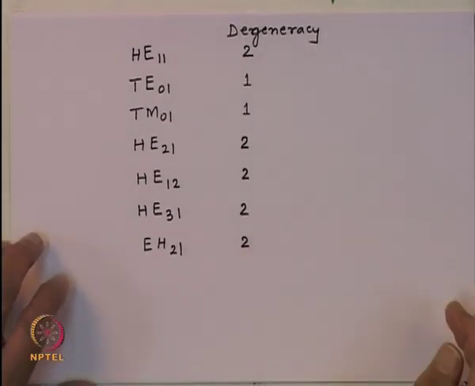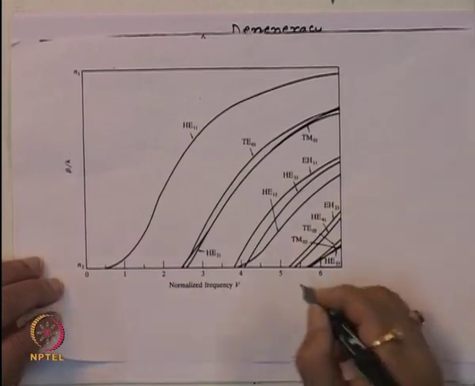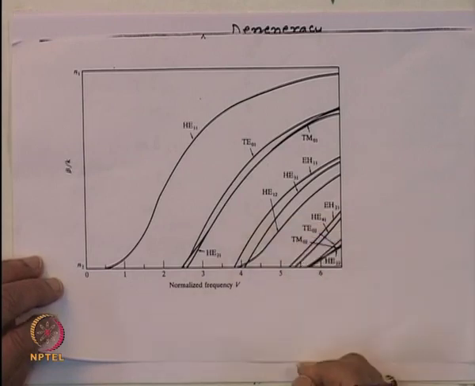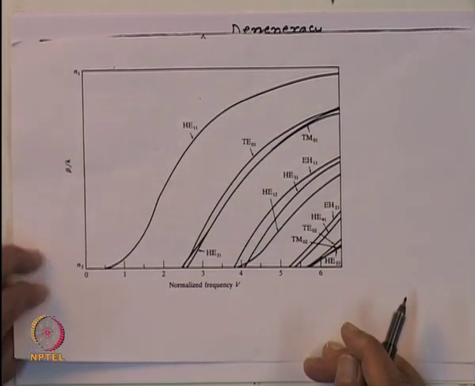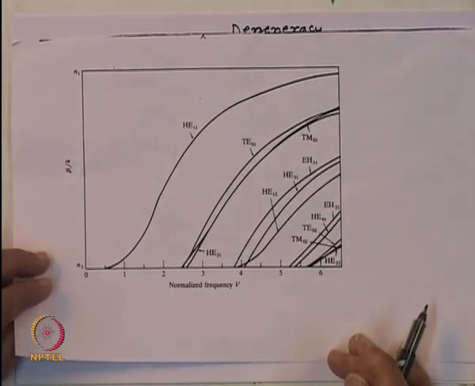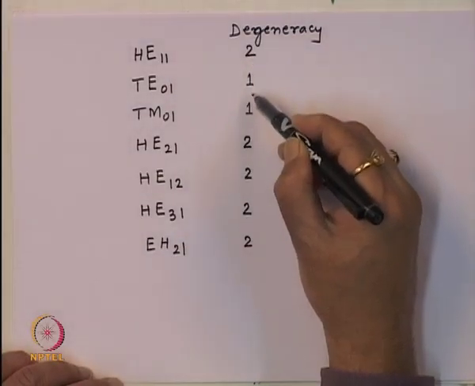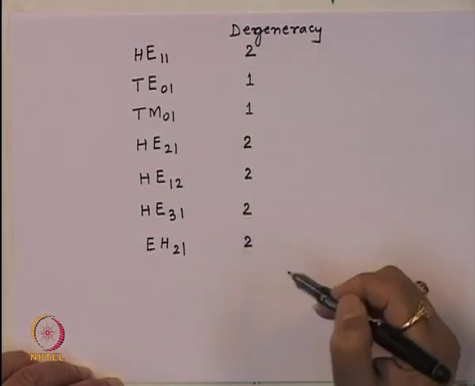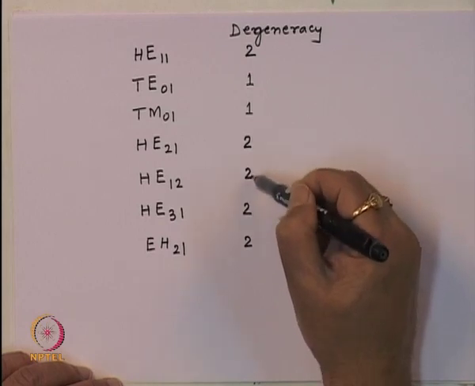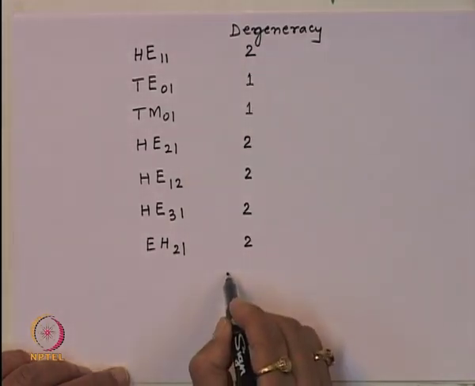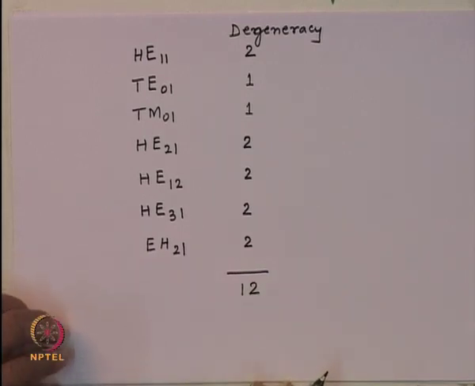So, now I see that the total number of modes, if I ask which are going to propagate inside the optical fiber with a V number 5, from the b-V diagram we see there are about 7 modes which will propagate, but there are different degeneracies for the different modes, and if I put in the degeneracies, I will see the total number of modes is 2 plus 1 plus 1 plus 2 plus 2 plus 2 plus 2. So, this is, 2 plus 2 is 4, 6, 8, 10, 12. So, the total number of modes which are going to propagate is 12.